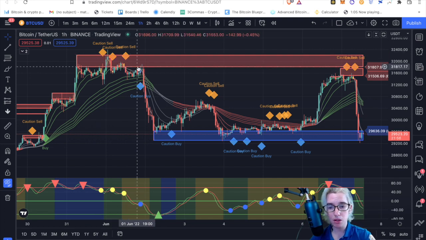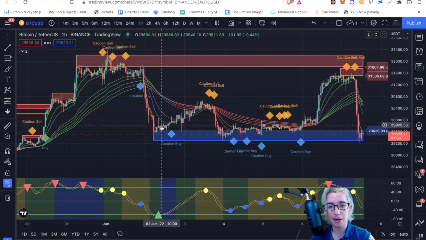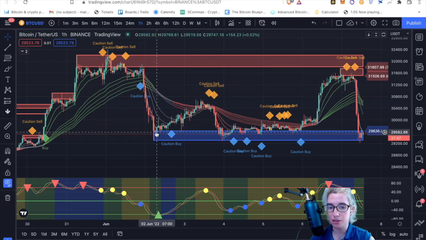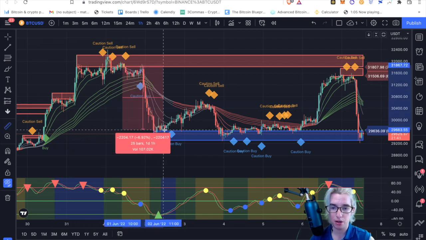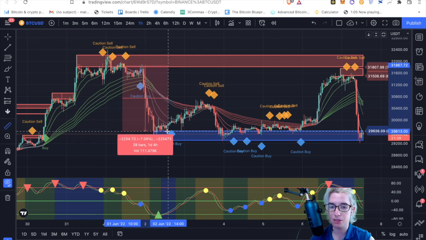So if we would have waited for the next buy at around the area of support, we could have waited till around this price at around 29,600. So you could have stayed on that short. That would have been your choice, and you could have made around 7% profit. With leverage, for example with a 10x, that would be around a 70% profit.